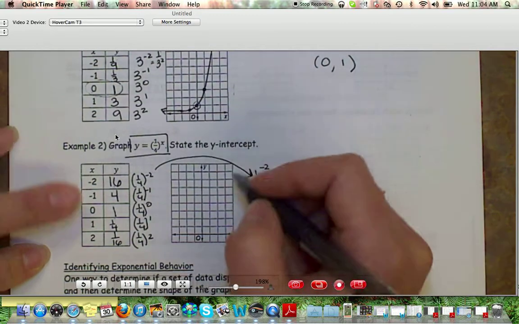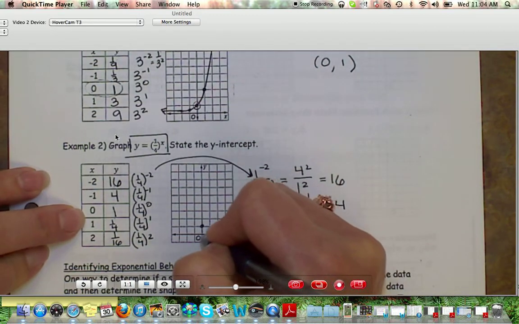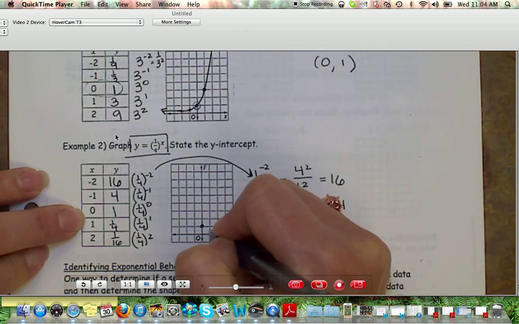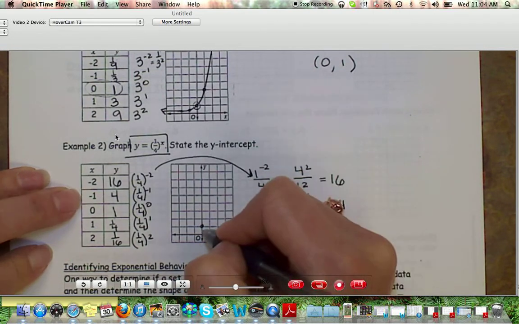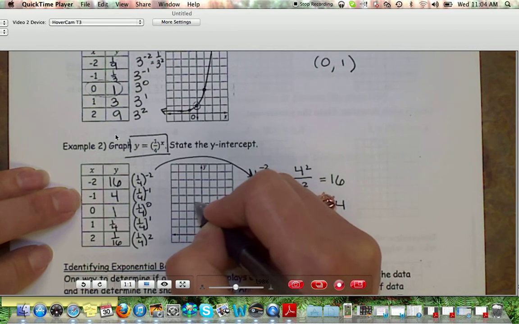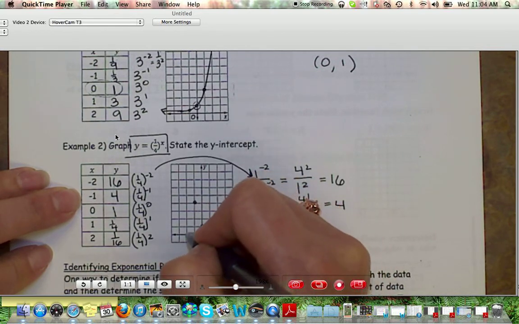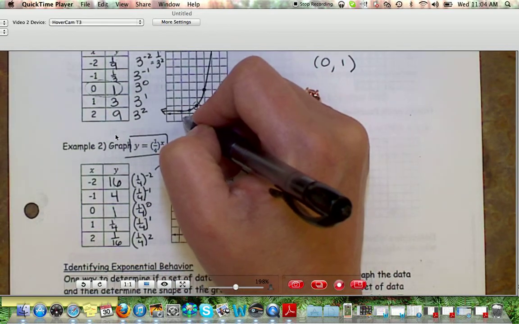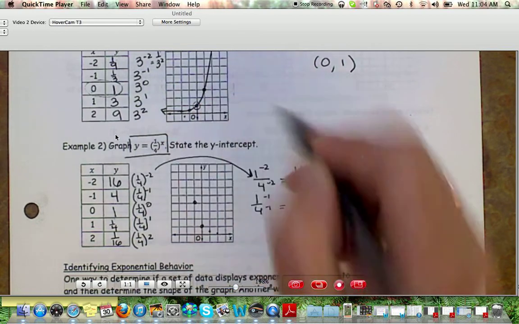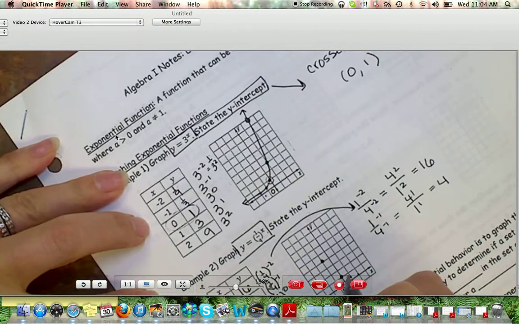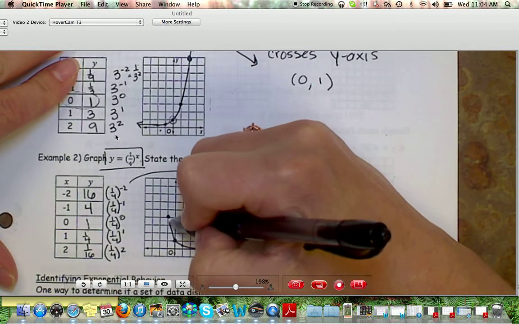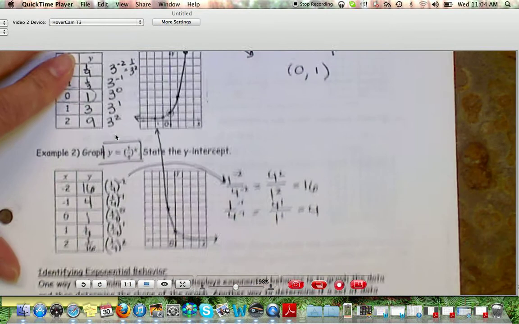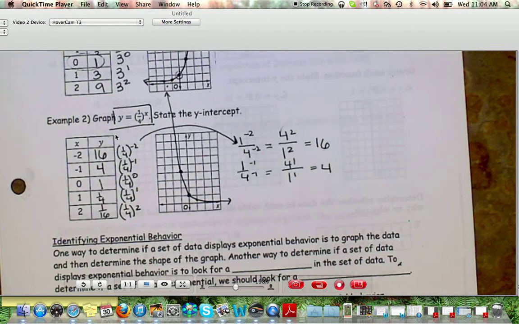Then we go to graph it. (0, 1), (1, 1/4) is about here. (2, 1/16) is going to be real close. Negative 1, 1, 2, 3, 4. Negative 2, and then the 16 is going to be way off the graph, so somewhere up here. We're going to turn it a little bit so I can get a good view. Okay, so there's my exponential function there.